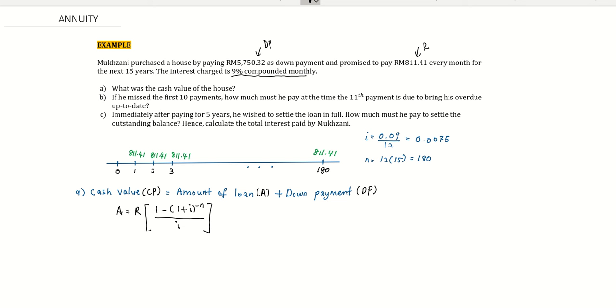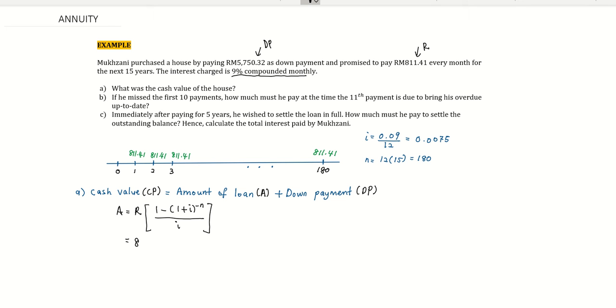Since he has paid a down payment, the cash value is equal to the amount of loan, which is the amount he borrowed from the bank, plus the down payment. So before we find the cash value, we have to find first the amount of loan he made from the bank. We use the annuity formula here, which is present value A, where n is equal to 180. So substitute into the formula.